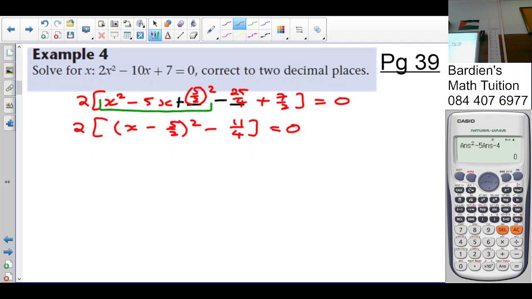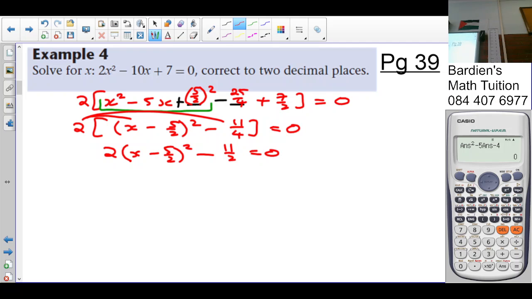Now what do we do normally if it's completing of the square? Times the 2 in. So it's 2 into x minus 5 over 2 squared minus 11 over 2 equals 0. Now some other teachers would explain that you divide throughout by 2 and then you take the 11 over 2 over the equals. This is another way of doing it. This has an extra step involved.